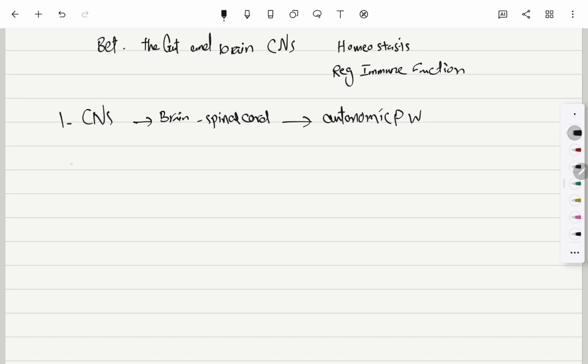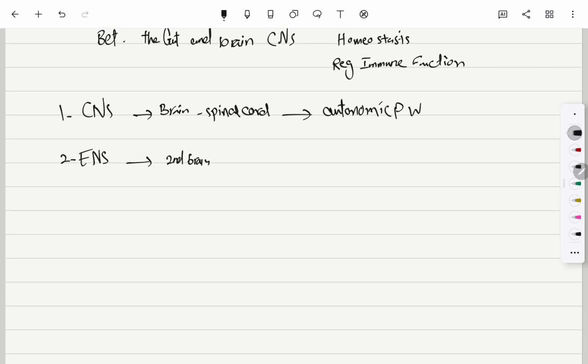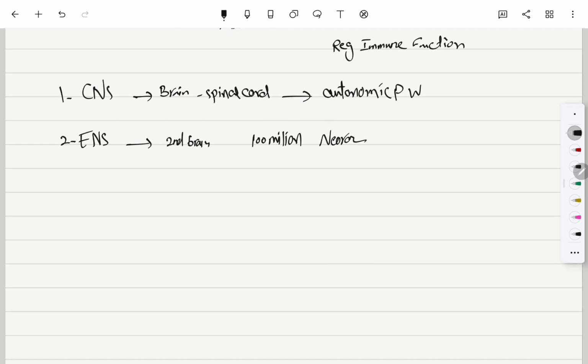Number 2, there is the enteric nervous system, which is known as the second brain. It has a network of about 10 million neurons in the gut wall. It controls digestion, peristalsis, and secretion.